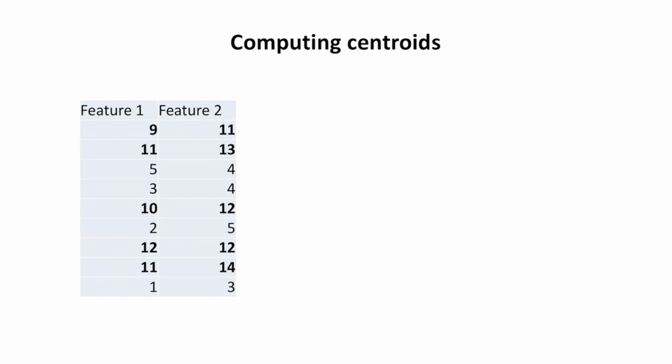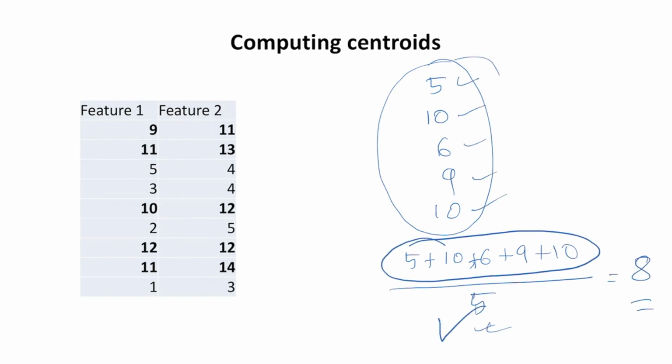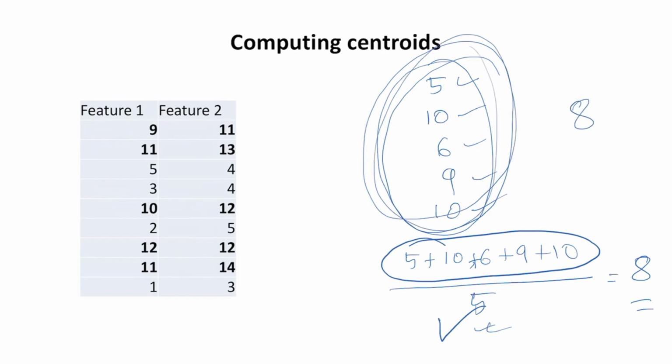For example, if we have a one-dimensional dataset in which we have 5, 10, 6, 9, and 10, then the centroid of this group of points will be the average of the points 5, 10, 6, 9, 10, which turns out to be 8. Hence, the middle point of all these numbers would be 8.